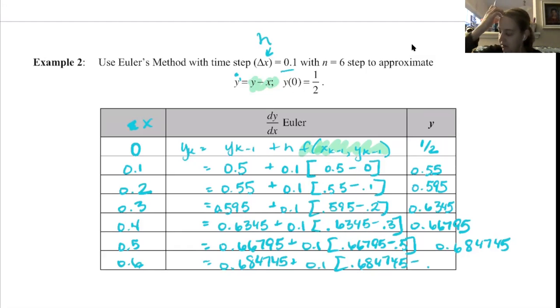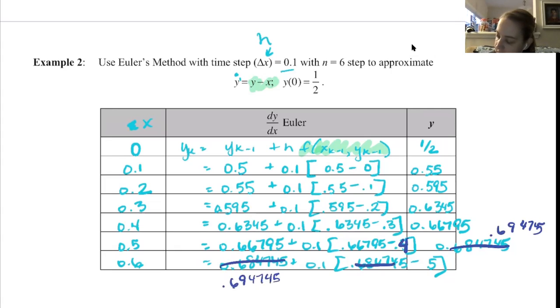Oh, see, I goofed already. I made a mistake. Look, I put a 0.5 here and it should have been a 0.4. It should have been on the previous line. I wasn't. So I have an error. Now, if you make a mistake in the first step, because it's recursive, it copies all the way down, which is not so helpful. Plus 0.66795 makes this 0.694745. All right, so it happens.